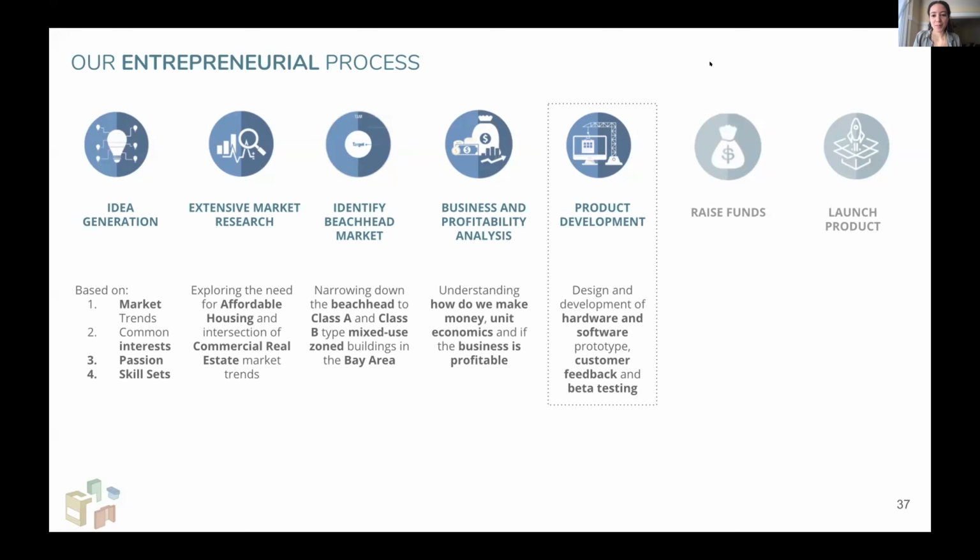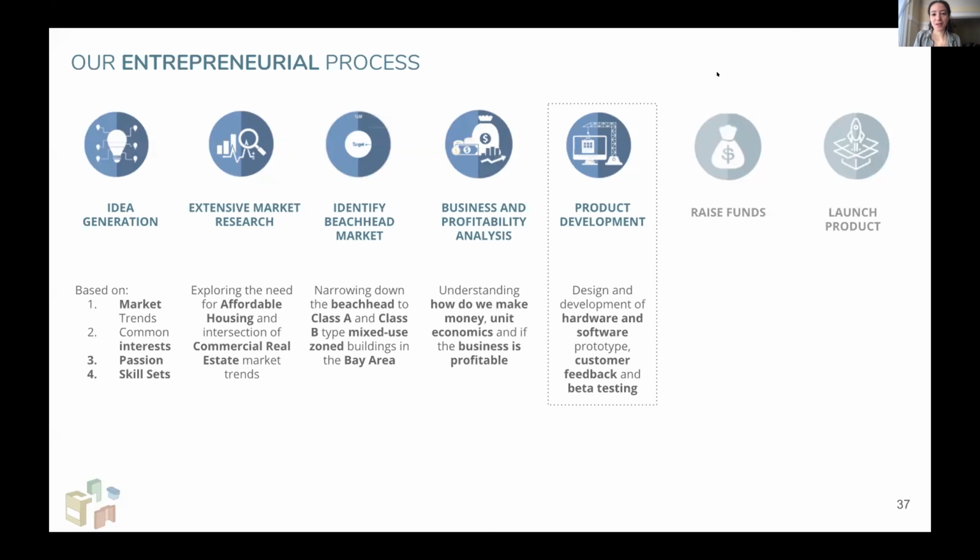So hopefully that gives you a bit of a sense of the entrepreneurship process. What's coming up afterwards would be fundraising and actually launching. And that's something that we've been exploring and thinking about, so we definitely welcome more questions there.